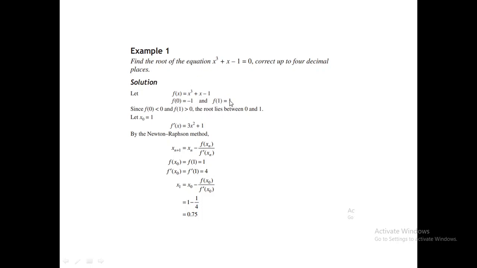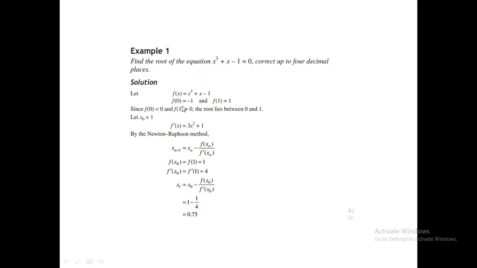Sometimes in some books a single starting guess is given, but there is a different formula you have to use to check whether our assumption is correct or not. Again, you can use here two initial guesses, 0 and 1. x cube plus x minus 1 is the given function.